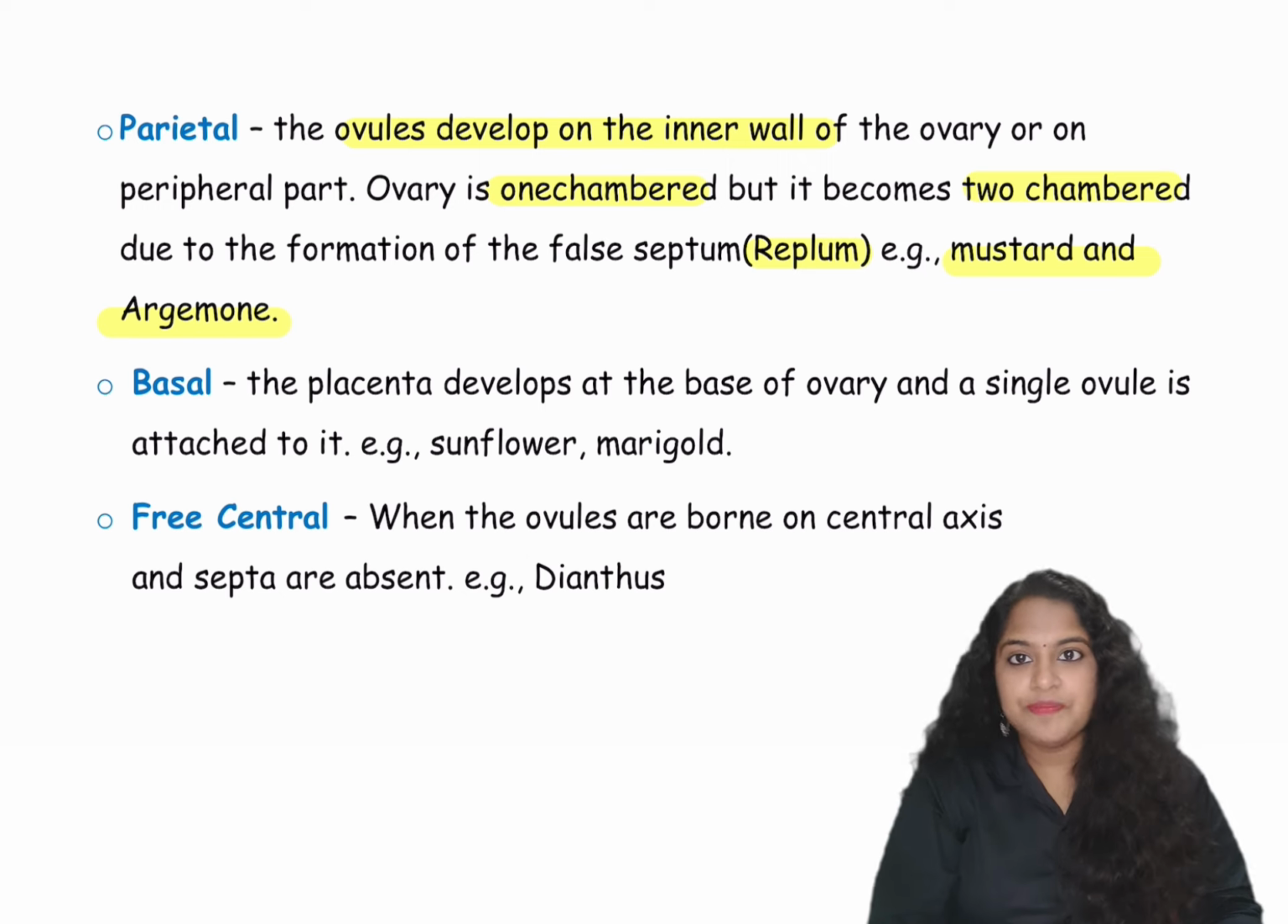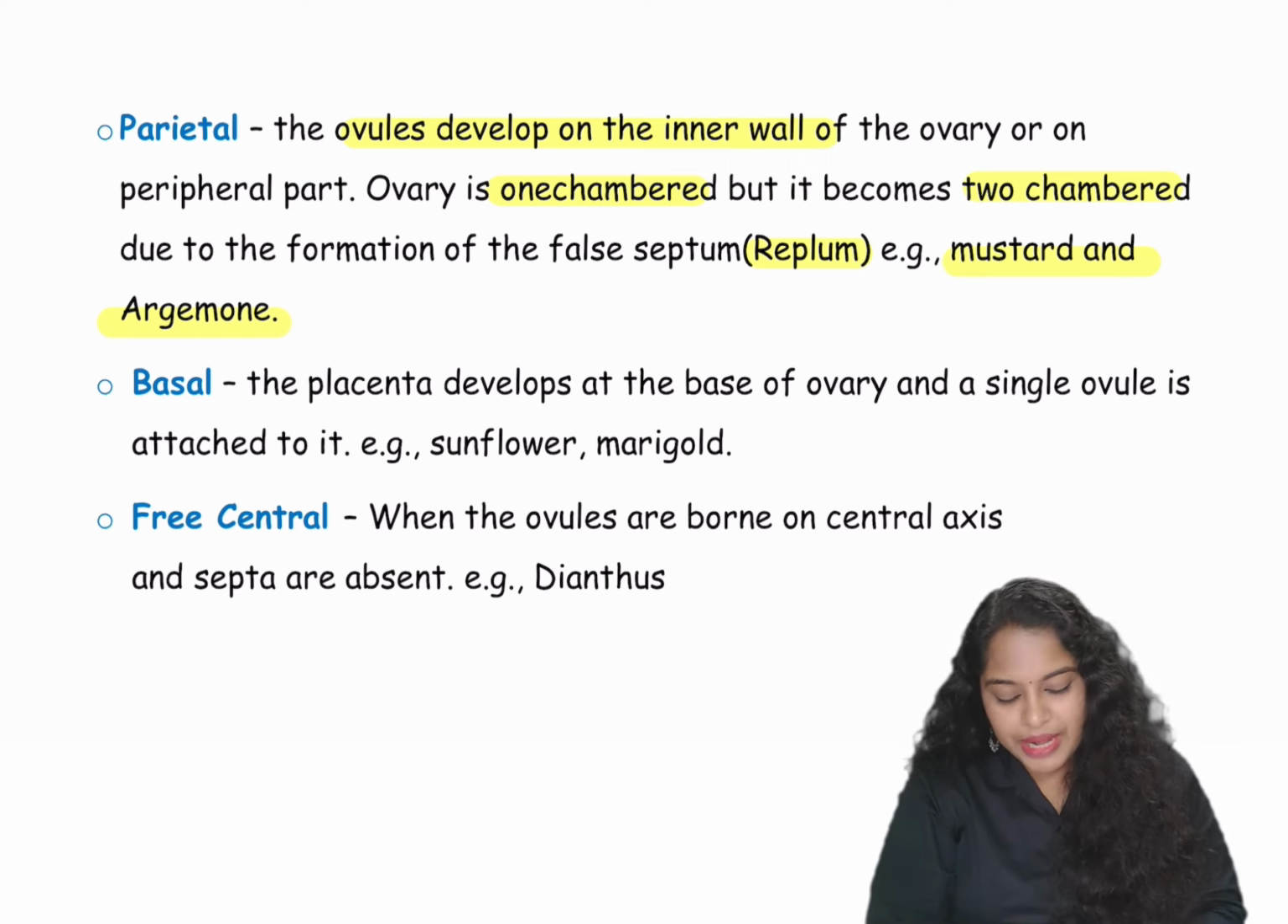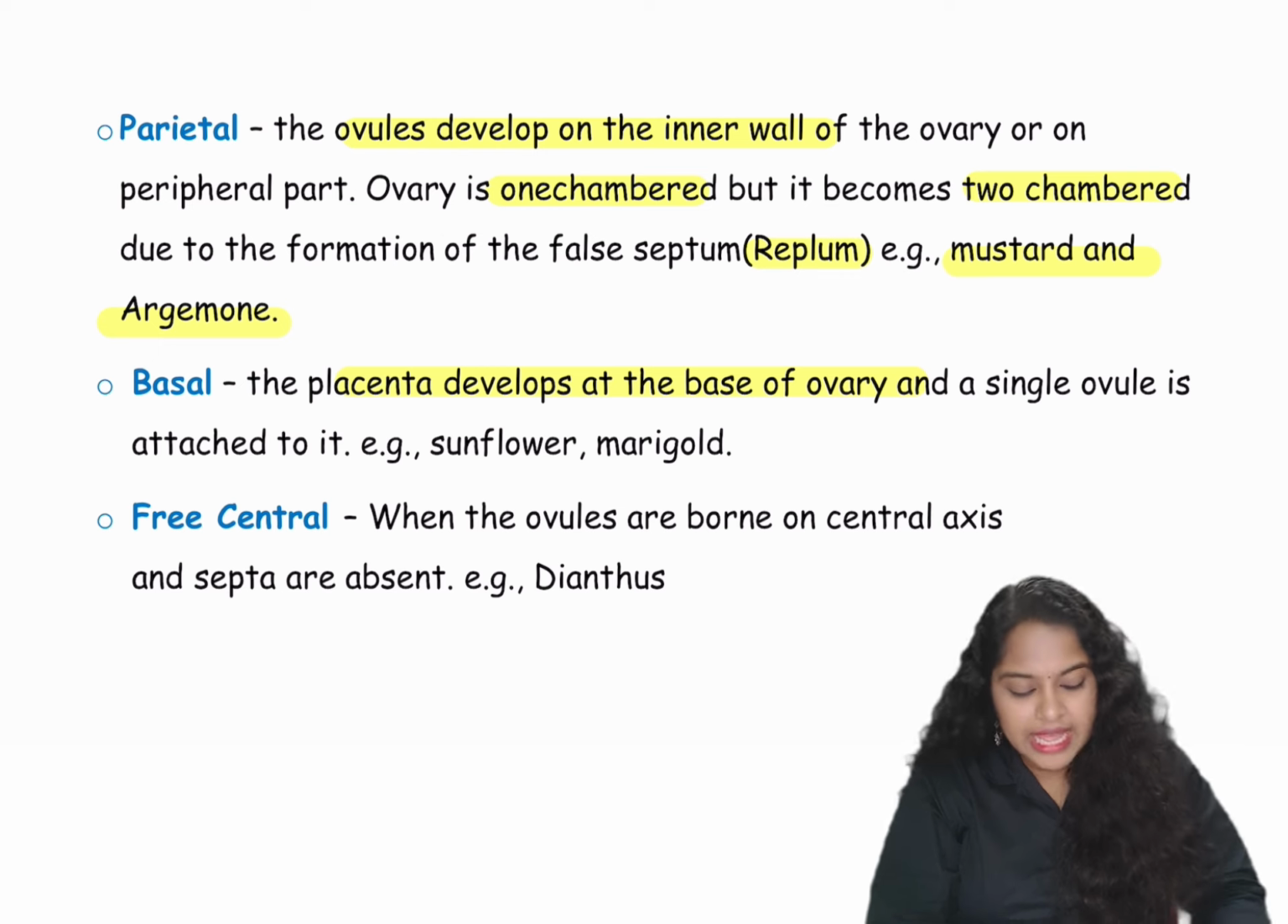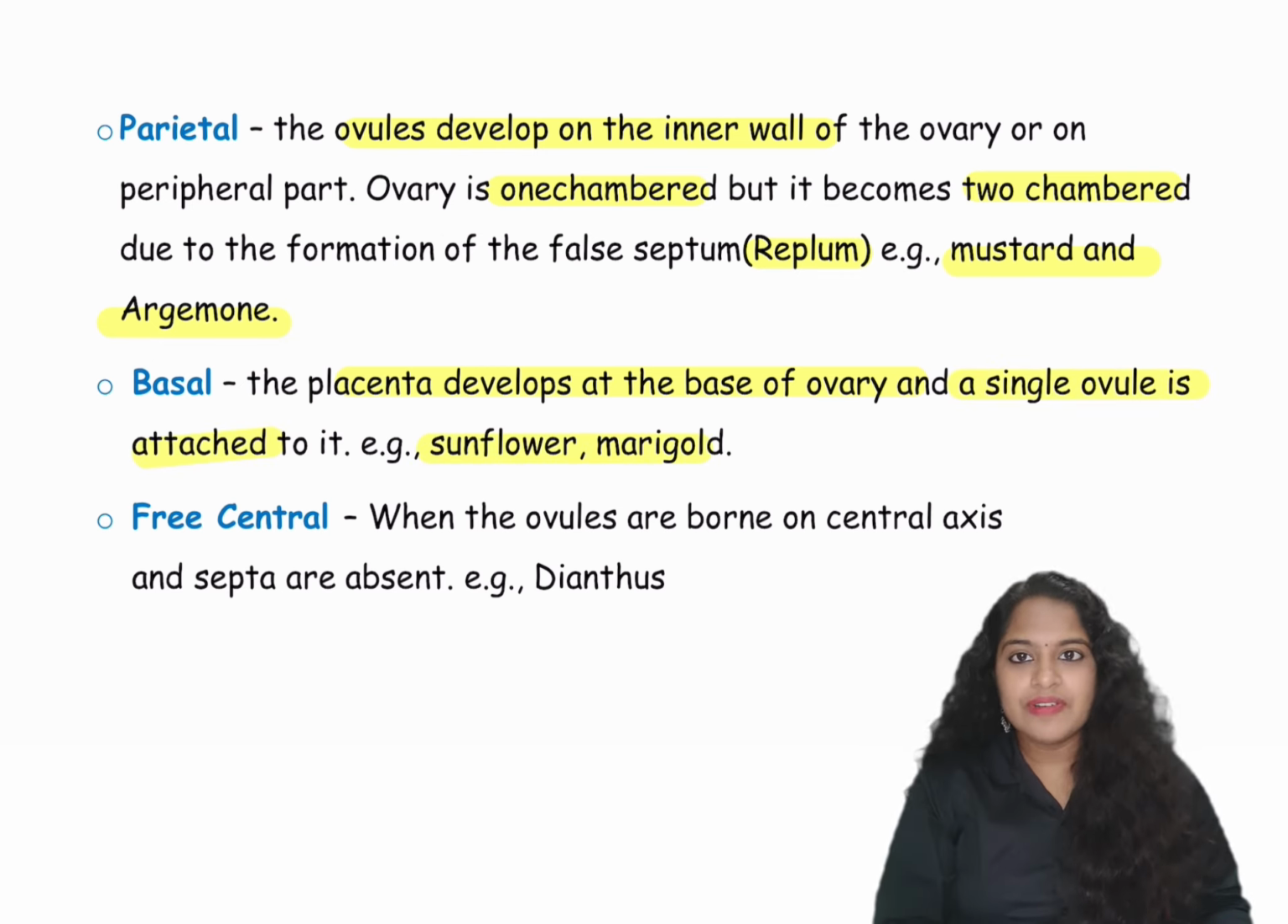The next one is basal placentation. So the placenta develops at the base of the ovary and a single ovule is attached, like in sunflower and marigold. Last one is free central. So the ovules are borne on the central axis and there is no septum present, and an example is dianthus.